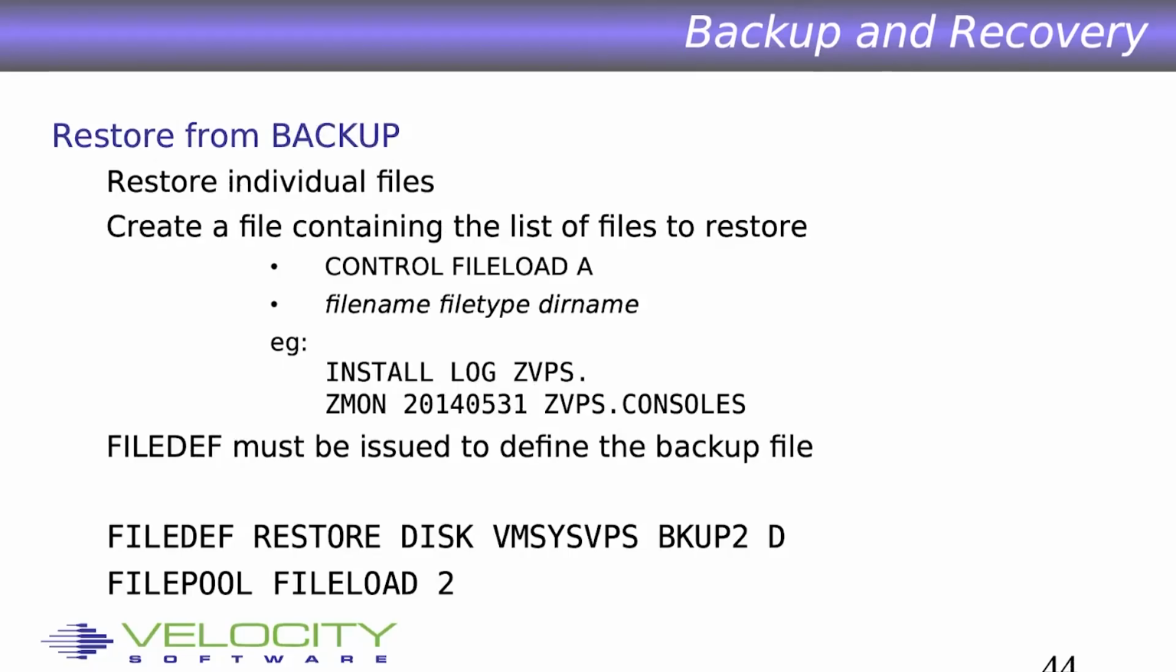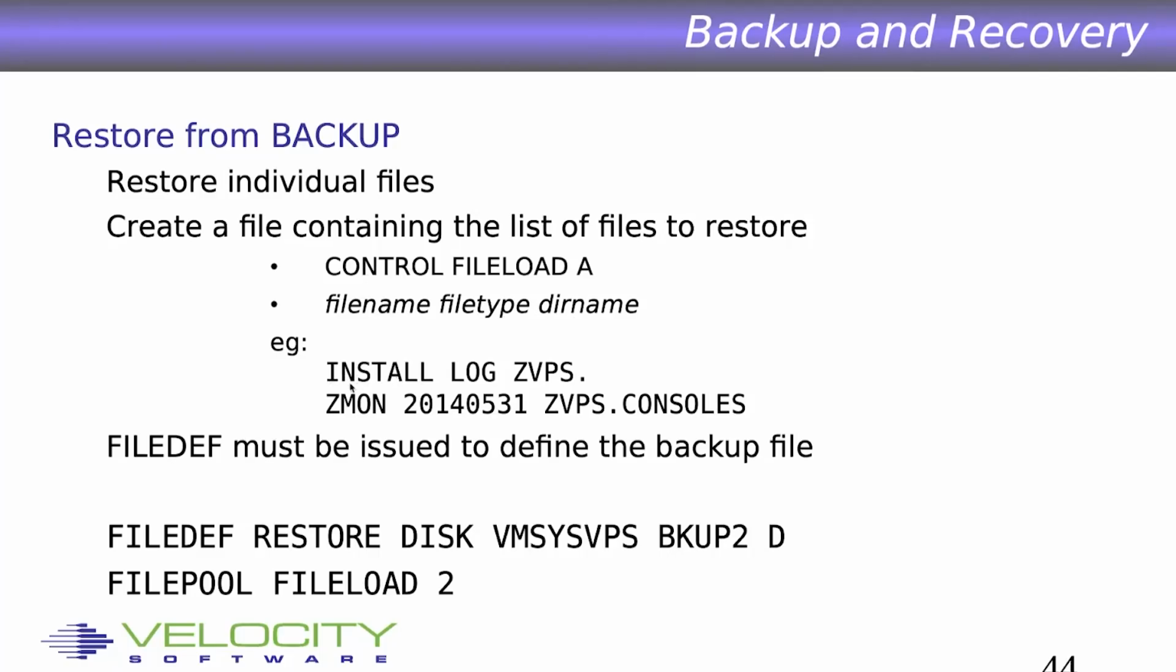Probably much easier is to restore an individual file from a backup like this. And you can certainly do that with a storage group backup. In this case, we have to create a file containing the list of files to restore. And that file has to have the name CONTROL FILE LOAD A, or CONTROL FILE LOAD. It doesn't have to be on the A disk. And inside the file, you specify the file name, the file type, and the directory name that you want to restore. In this case, here are a couple of examples.